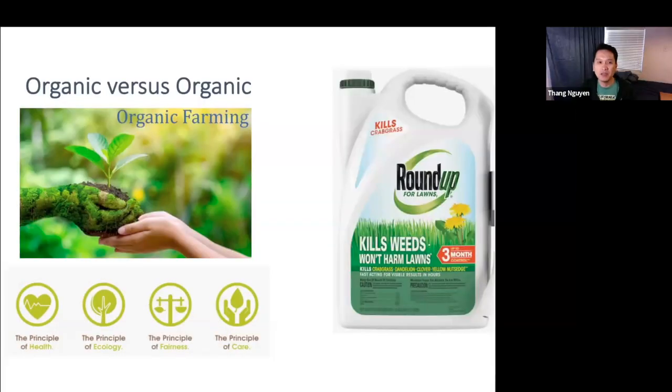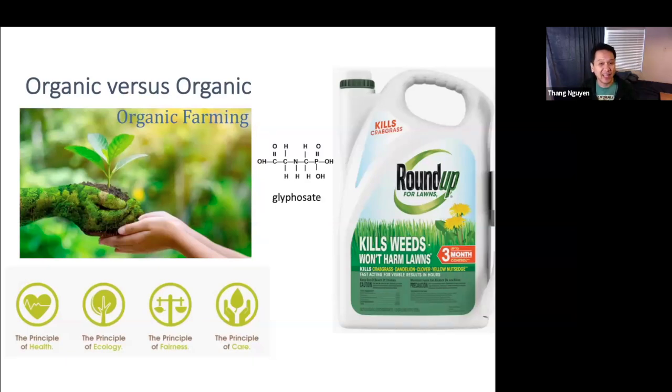So for example, organic farming would not use something like this product that kills weeds, which has this molecule called glyphosate. Okay, so this is a weed killer, an herbicide essentially. That would not be used for organic farming. However, here's where it changes a little bit. This actually is an organic compound.